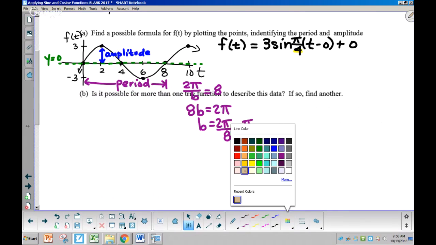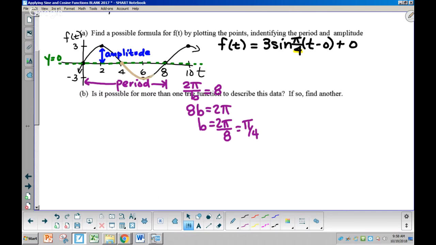I'm going to color where we're going to start. Where are you starting? Tell me where you're starting. 4. 4. Okay, so he's decided he's going to start at 4 and name it. And what would that be? F of t -3 equals -3 sine.